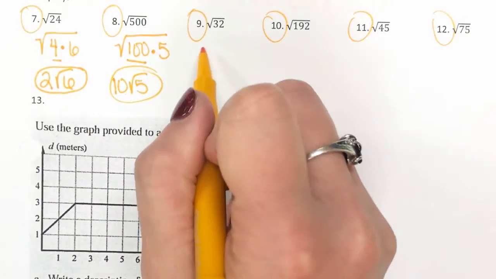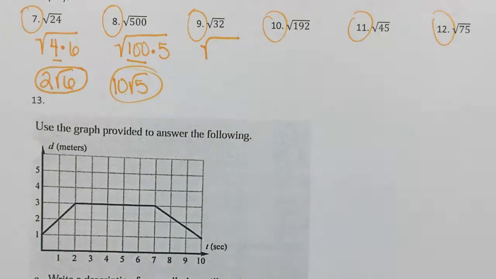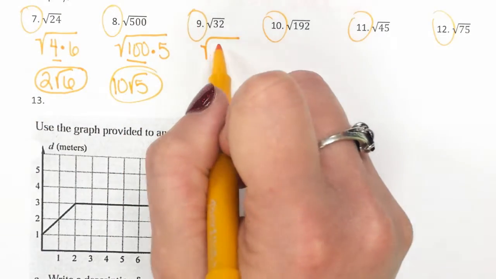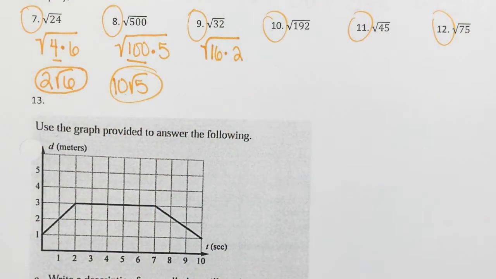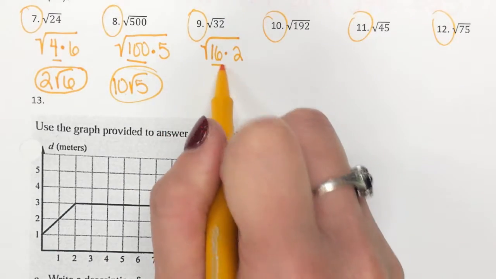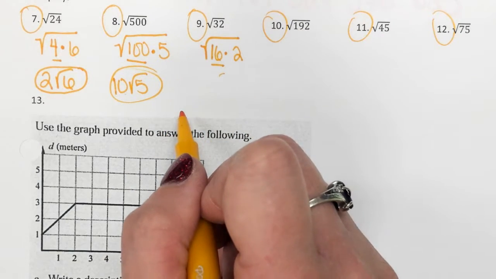All right. What about 32? What's the biggest perfect square that goes into 32? 4 goes, but there's a bigger one. 16. There you go. 16 times what? Turn it off. 16 times 2. There you go. All right, so 16 is the perfect square. What's the square root of 16? 4.